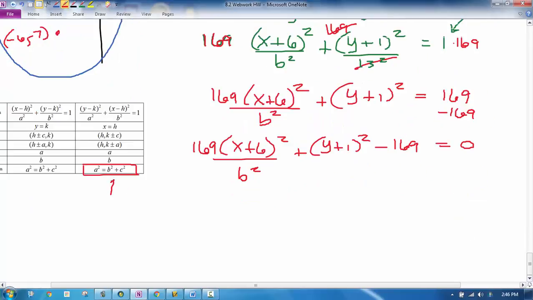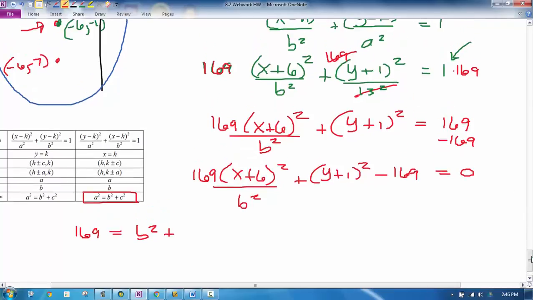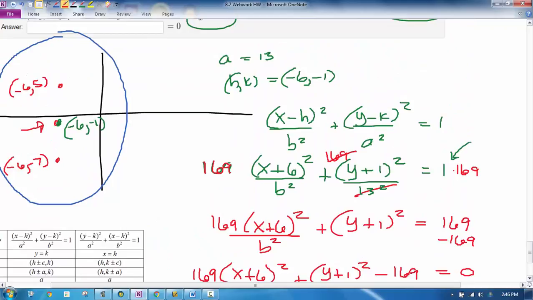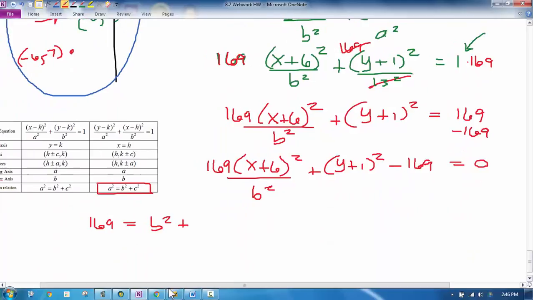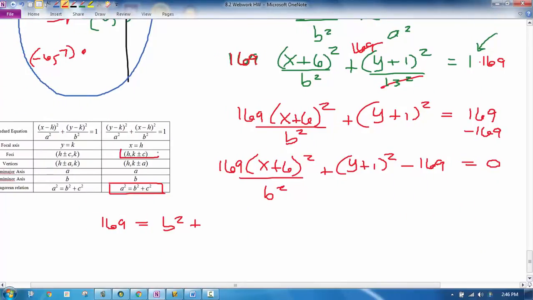Now to find b squared, I'm going to use this Pythagorean relation at the bottom. It's a squared, which we know a is 13, so 13 squared would be 169 equals b squared plus c squared. Now c is the distance from the middle to the focus, which is 6 units. If you're not sure, you can use this right here in the formula sheet. It gives you the actual coordinates of the foci, and we have h and k, so you can find c, and what you'll get is 6 for that. So this should be 36. If we subtract and take the square root, we should get b equals the square root of 133. So if I put that here, the square root goes away, and it becomes just 133.